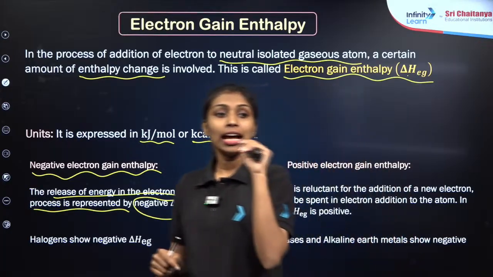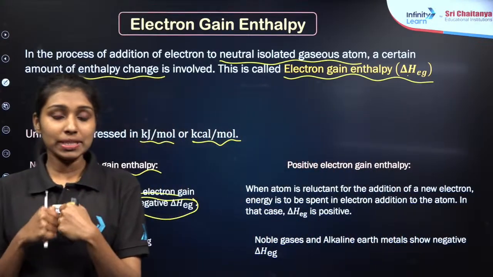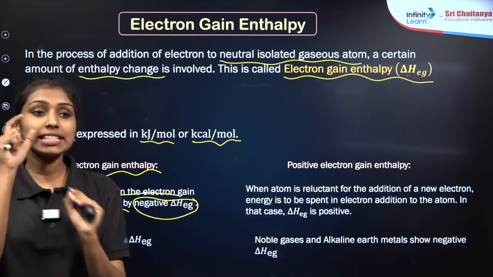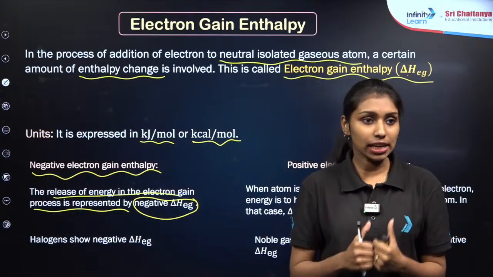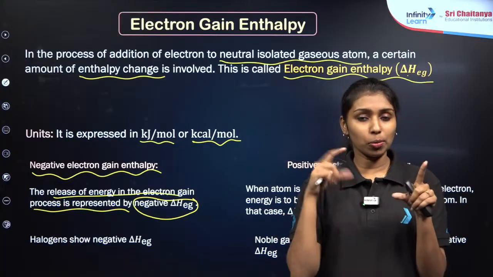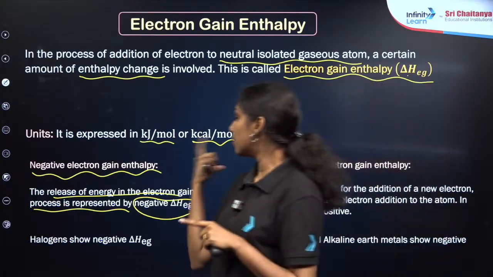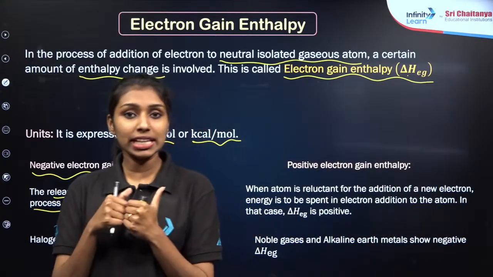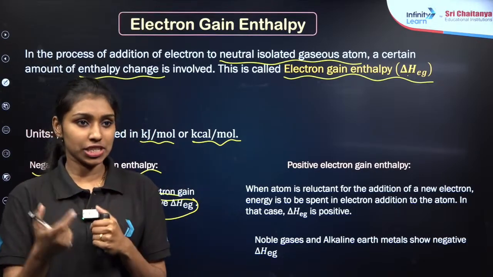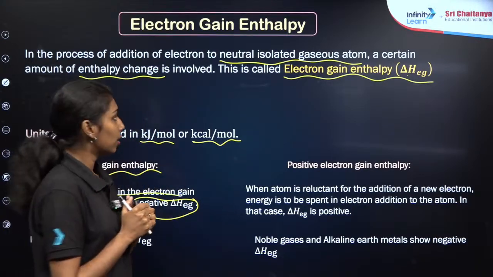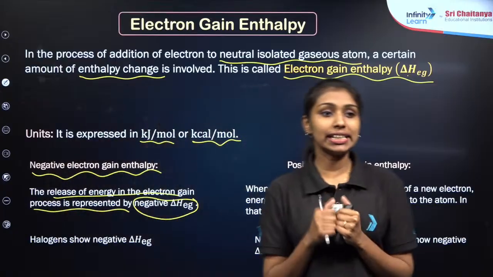Yes, and it's clear. Electron affinity and electron gain enthalpy have almost similar values, but they differ in their signs. We take electron affinity with a negative sign only, and almost all the time the electron gain enthalpy and electron affinity have the same magnitude, right? We will discuss electron affinity in detail in the next session.